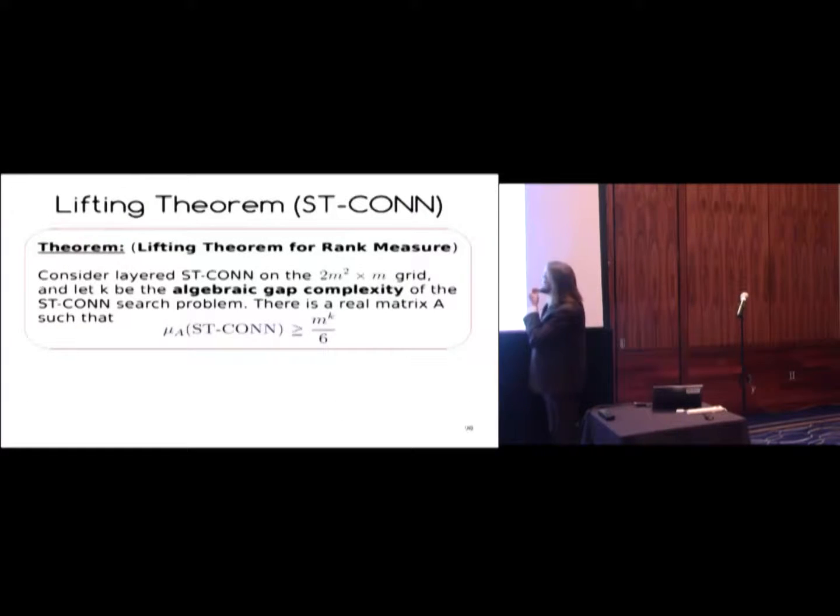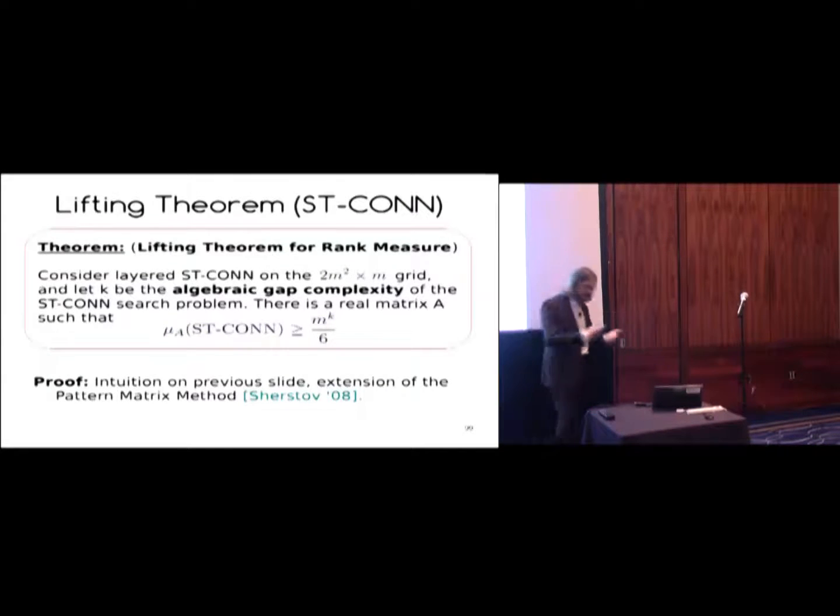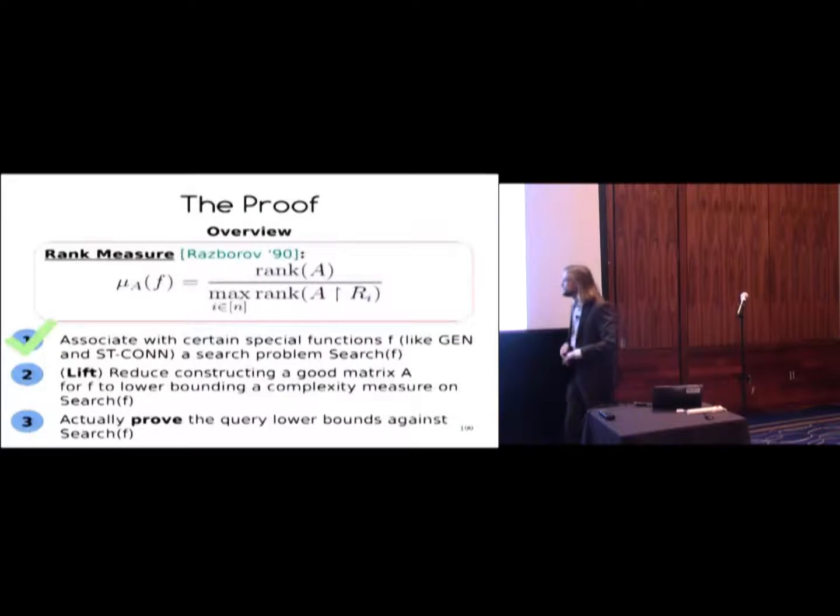So kind of the main lifting theorem here is that, if we consider layered ST connectivity on the m squared by m grid, just for the sake of ST connectivity, our true theorem is a bit more general than this, and we let k be this algebraic gap complexity, whatever that means, then you can show that the rank measure is more or less lower bounded by m to the k, so m to the gap, right? And the proof is more or less you just use the intuition on the previous slide, and we have to do a little bit of an extension to the pattern matrix method, but let's not worry about that. Okay, cool. So now we know that the rank measure is something like n to the gap of f. So all we have to do now is prove a lower bound on the gap.